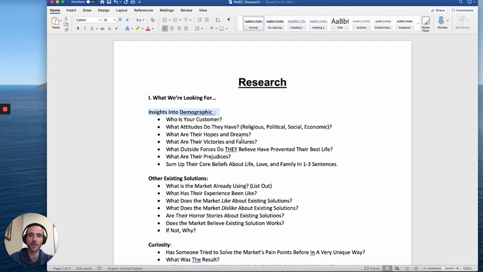So the first thing we're going to tackle is insights into the demographic of the market that you're targeting, right? There are some basic questions like who's your customer, what attitudes do they have, what their hopes and dreams are, what their victories and failures are, what outside forces do they believe have prevented their best life, what are their prejudices, and then we're going to sum up their core beliefs about life, love, and family in 1 to 3 sentences.